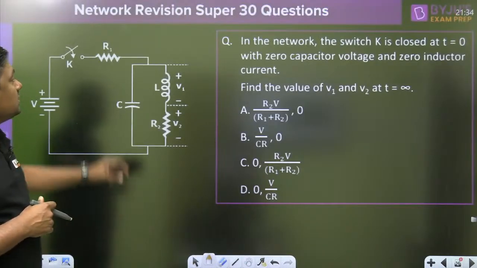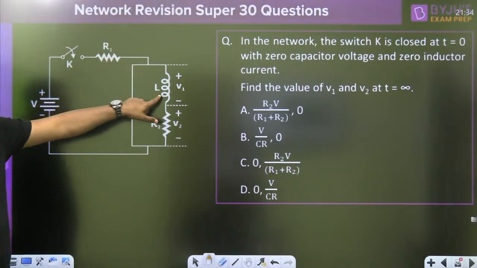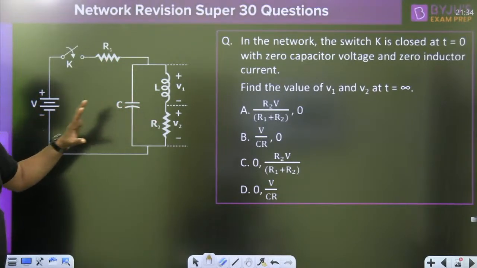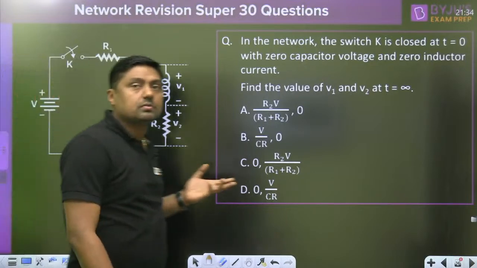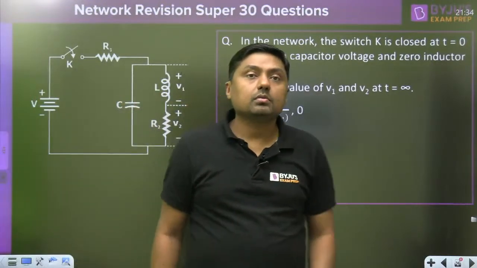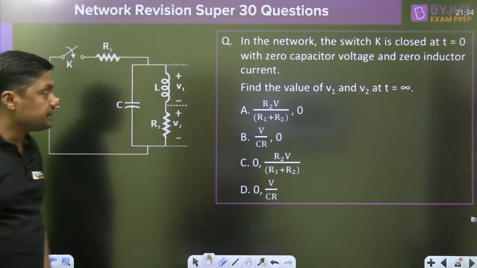Now come on. In the network the switch K is closed at t equal to 0 with 0 capacitor voltage and 0 inductor current. Initially unenergized. After solving that question, this will be very easy for you. What will be the answer for this question?